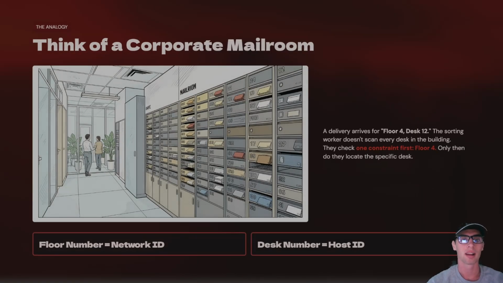Think of it like a corporate office building mailroom. If a delivery comes in for 4th floor, desk 12, the sorting worker does not scan every desk in the entire company. They simply go to floor 4, and once they arrive at floor 4, then they find that specific desk. So the floor number is your network ID, and the desk number is your host ID.